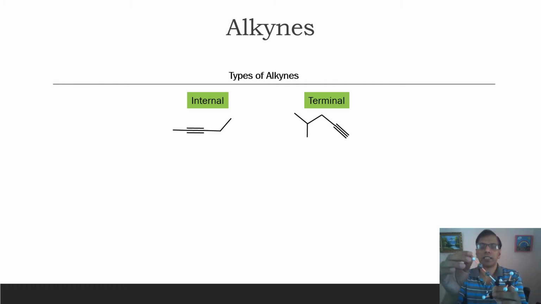So you can see that terminal alkynes will have a hydrogen attached to one of the triple bond carbons, whereas in the internal alkyne, the triple bond carbon atoms are not attached to any hydrogen atoms.